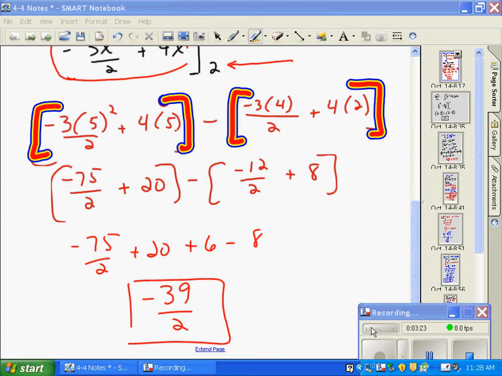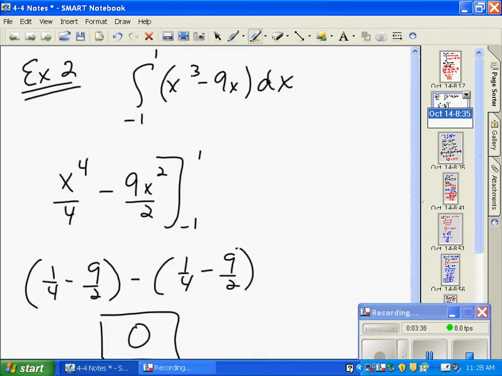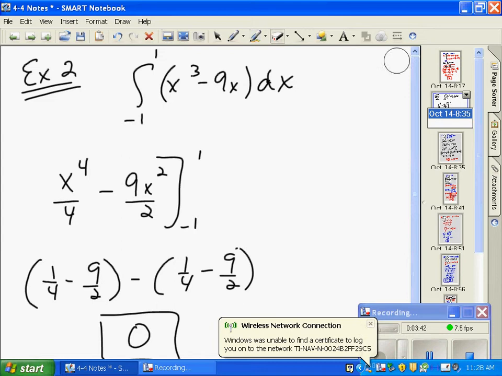Now, if you want to, I would like for you to pause and try example 2 on your own, and then when you're done, just let the person running the mouse on the computer know so you can see the final answer. So I have for my final answer on example 2, I got a final answer of 0.